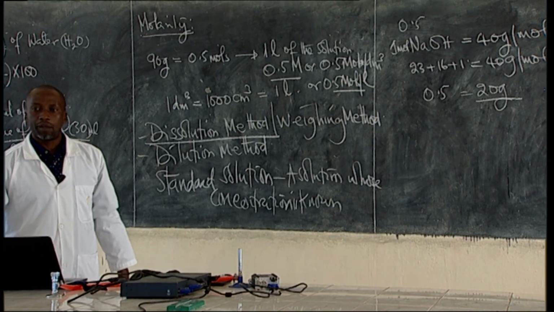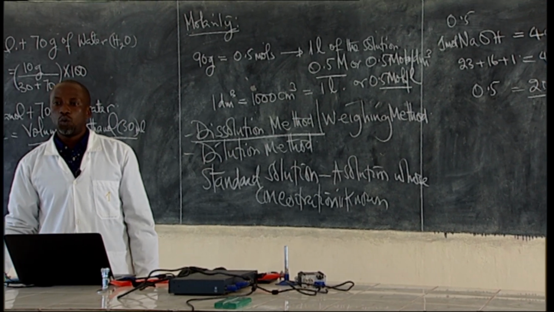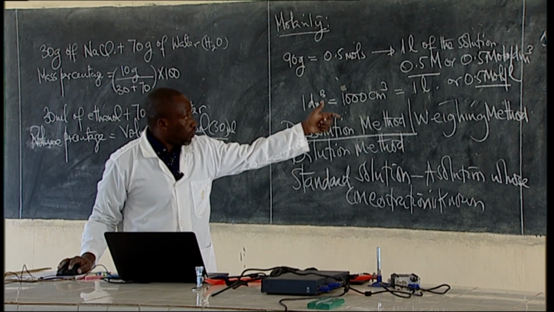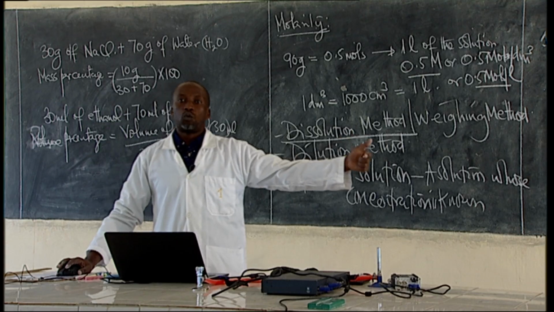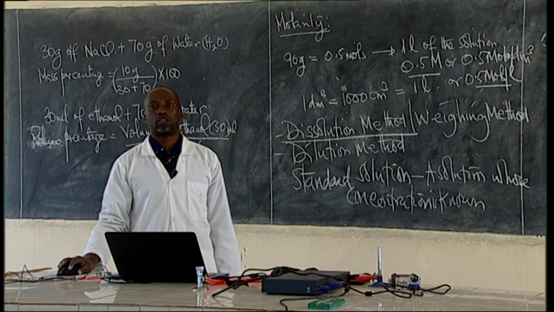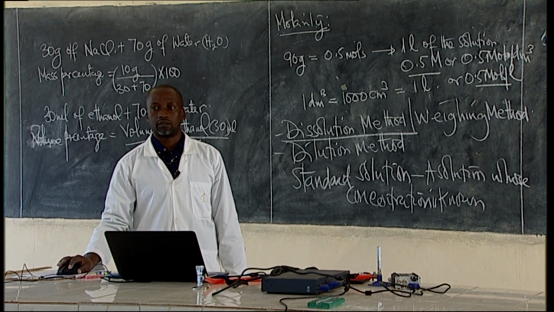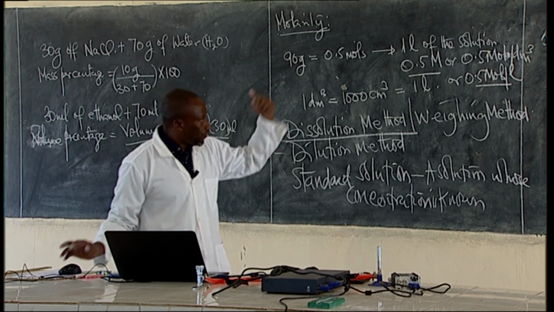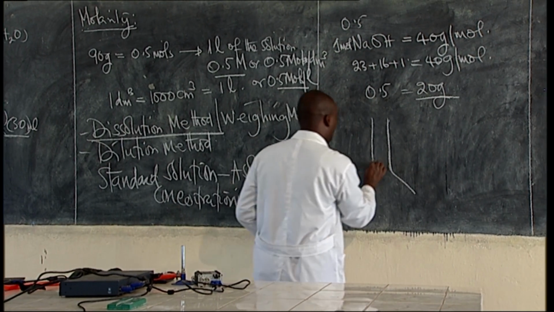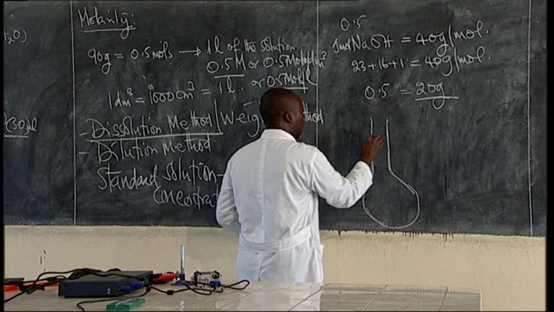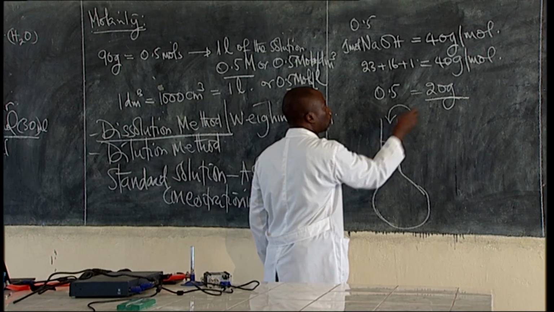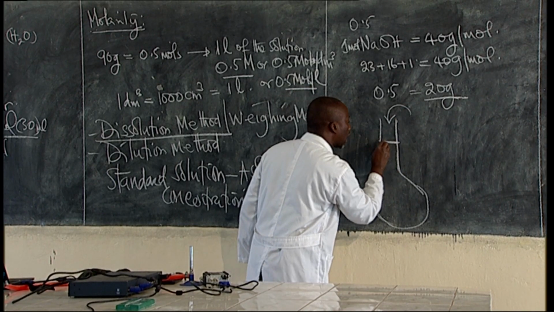And then after weighing that, before transferring, we have to dissolve it in water. After dissolving it in water, transfer it into a volumetric flask, and then fill it up to the mark. So if this is the volumetric flask and it has the mark here, you have to transfer these 20 grams up to this mark.